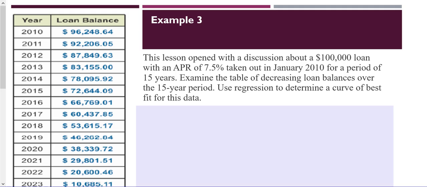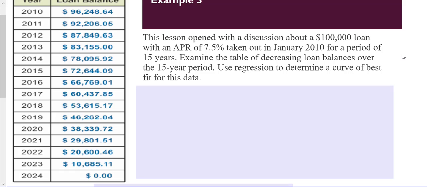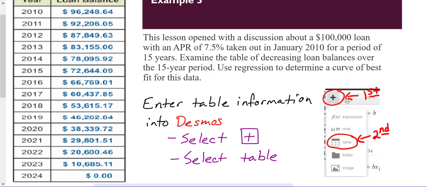Examine the table of decreasing loan balances over a 15-year period, using regression to determine a curve of best fit for this data. Instead of using a graphing calculator, we are going to use an online graphing calculator, Desmos. Desmos has the ability to enter data into a table. Most of you have just put in equations, but on Desmos, you can hit the plus sign, and there is a table option, and you can enter this data into the table. Another way is to copy the data from a Google Sheet or a table in Word and paste it in there.